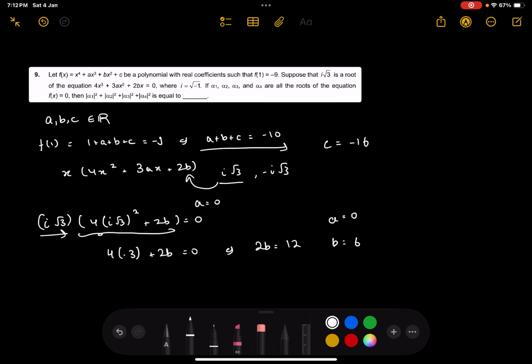So f(x) becomes x to the power of 4 plus ax cube, a is 0, so it disappears, bx square is 6x square, minus 16.